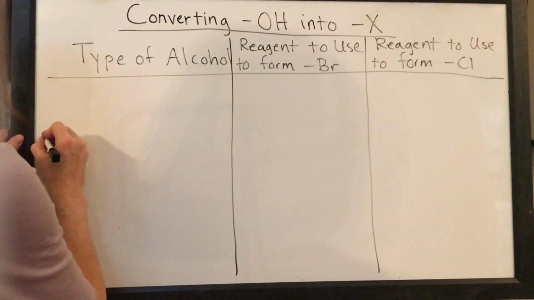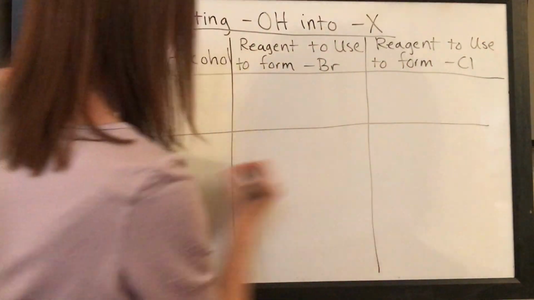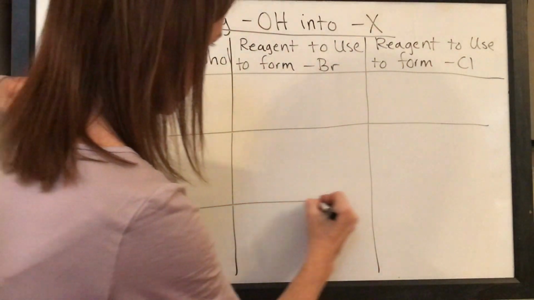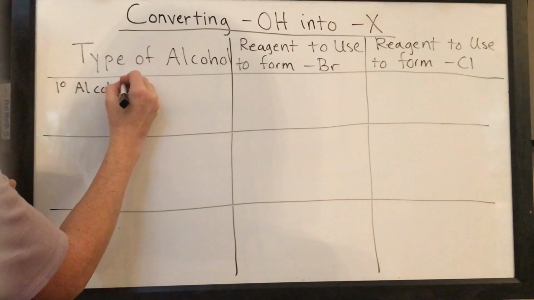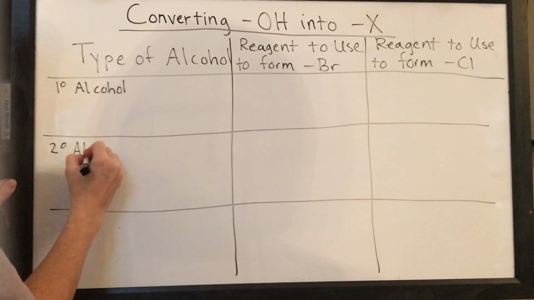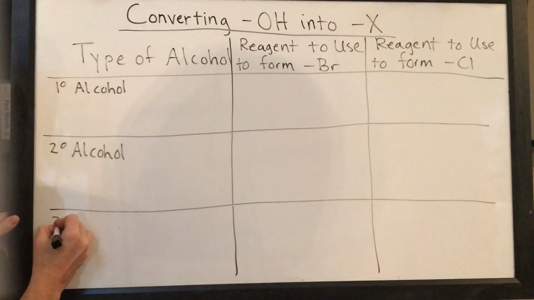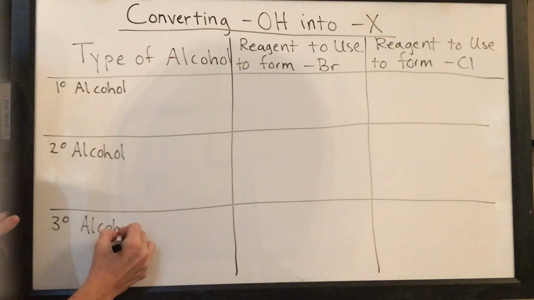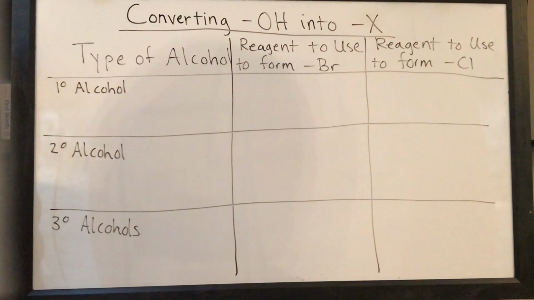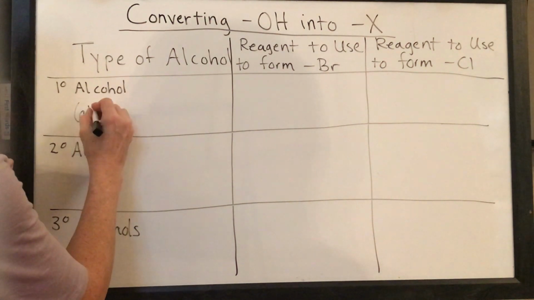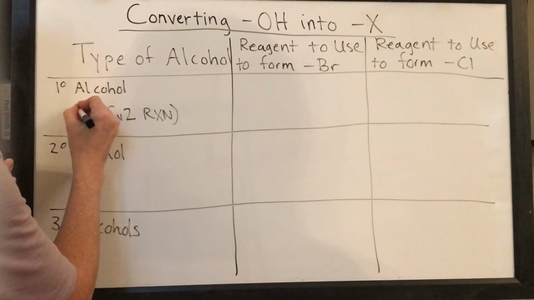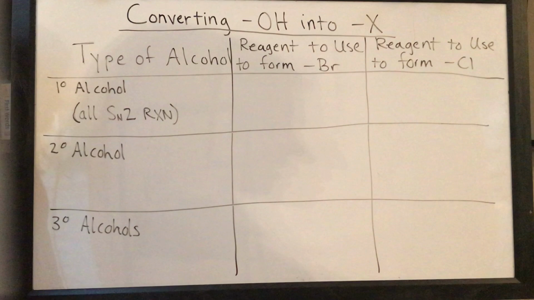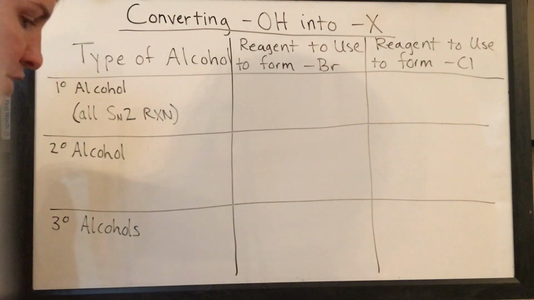So let's see, we've got primary, secondary, tertiary alcohol. So let's set up the rows of our chart. Primary alcohols, secondary alcohols, and tertiary alcohols. So if I have a primary alcohol, these work great in SN2 reactions. So these are all going to be SN2 reactions. They're all going to follow that SN2 mechanism where you don't want it to be sterically crowded, where you get backside attack and inversion of configuration.